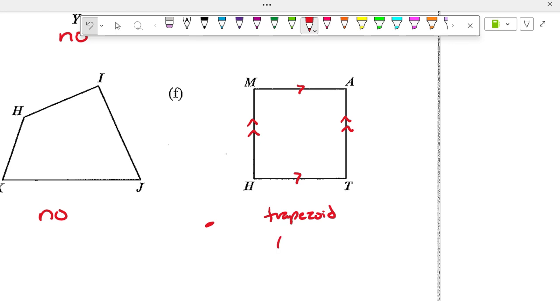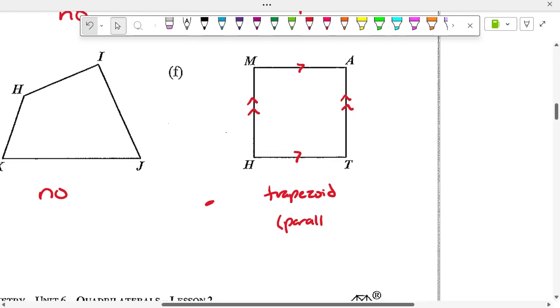It's a parallelogram. We can't say it's a square, even though eyeballing it looks like a square, because we don't know if all the sides are congruent, and we don't know if those angles are right angles. They could be 89 degrees for all we know. 89 and 91, all right? Looks are deceiving.